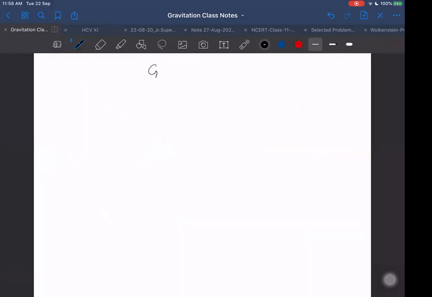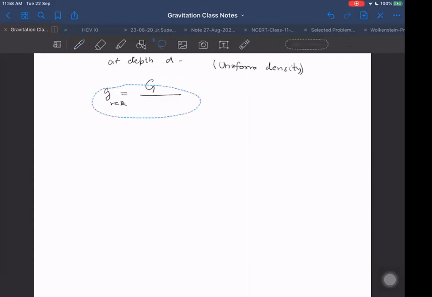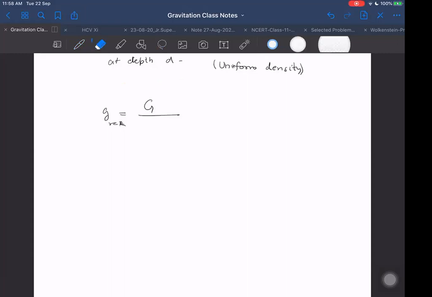That will become G into M by R minus d whole square, at depth d. For which case? For a solid uniform Earth. Solid or liquid doesn't matter, but uniform Earth, uniform density. Actually, the uniform density assumption is very wrong. Earth is not of uniform density. But otherwise, we cannot get an answer. So we are discussing only the uniform density case. I will tell you how to discuss other cases, but right now you assume uniform density.